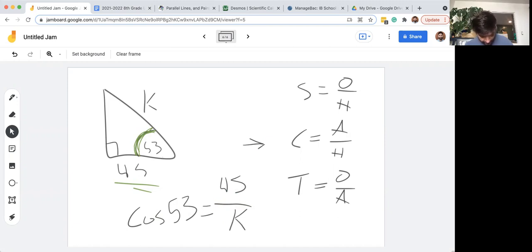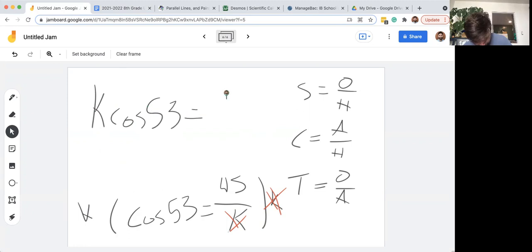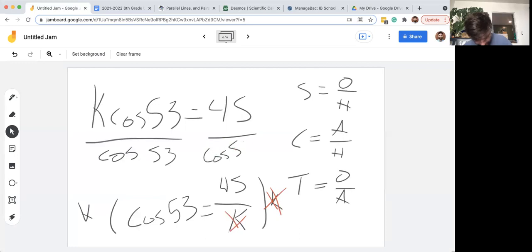Now I'm just solving for K. So now I have the cosine of 53 equals 45 over K. Remember, the shortcut is when you see these, you can switcheroo your K with your cosine 53. So it's K equals 45 divided by cosine 53. But if you forget that, you can multiply both sides by K because it eliminates these. And you're left with K times the cosine of 53 equals 45. Now to isolate K, you're going to divide by the cosine of 53. And I get K equals 45 divided by the cosine of 53.